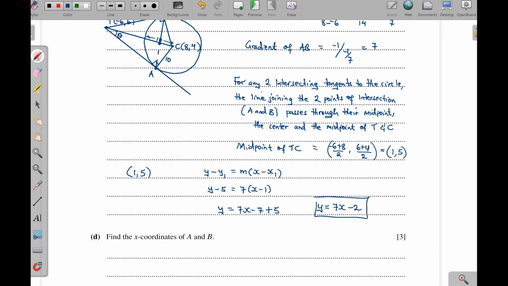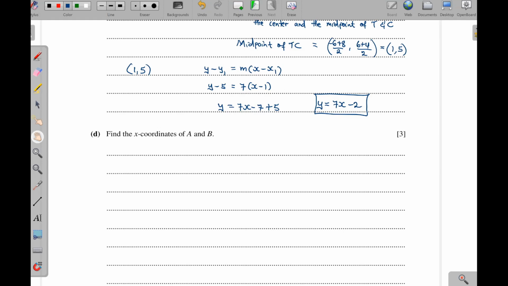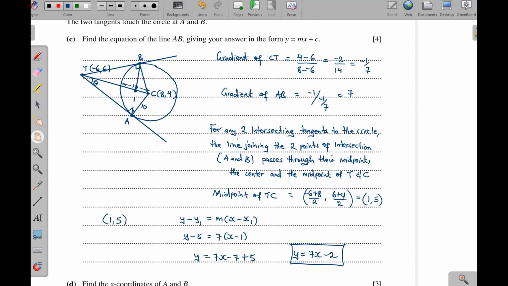That is that. Then lastly, part D, you're saying find the x coordinates of A and B. That means we are supposed to solve simultaneously. So solving y equals 7x minus 2, which I've gotten, and the equation of the circle, which was given as x minus 8 bracket squared, then plus y minus 4 squared, which is equal to 100. So I solve these two simultaneously, okay? Because when I solve them simultaneously, you will see that this line now meets the circle at this point B and point A. You see that?